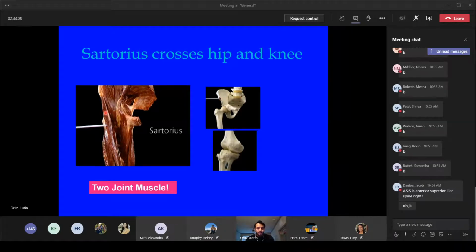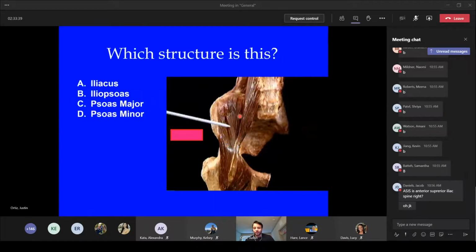And here's your sartorius, right? So you see how these cartoon images kind of help us when we look at cadaveric images, because this is our sartorius, our little seatbelt muscle coming straight down, going from the ASIS all the way to the pes anserinus. Again, 2-joint muscle, right? Super important. So which structure is this? This one that is pointed out with the white arrow, a little comprehension check question right there.